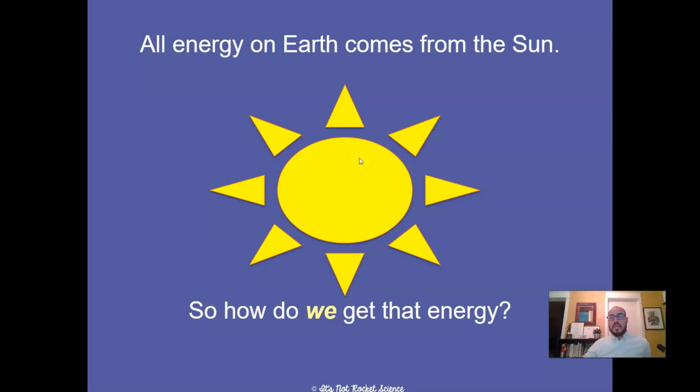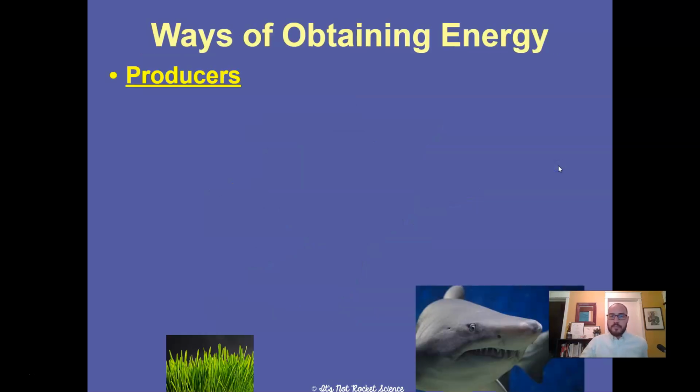So there's a couple different ways that animals can do that, but the basic premise here is that all energy on Earth ultimately comes from the sun. Most ecosystems are sustained due to energy that we're receiving from sunlight. There's a couple exceptions there, and we'll talk about that here in a second, but mostly energy is coming from the sun. So what are the ways of obtaining energy?